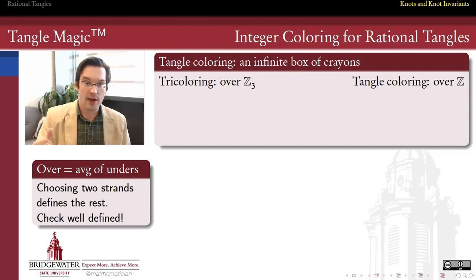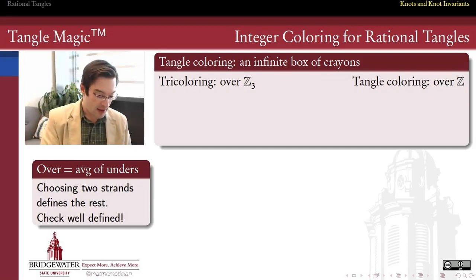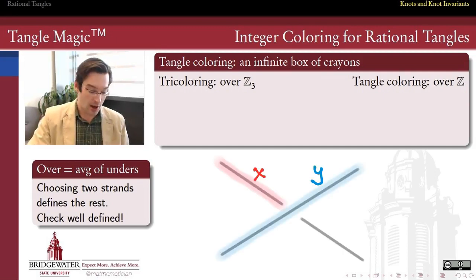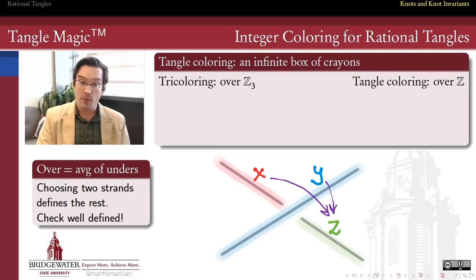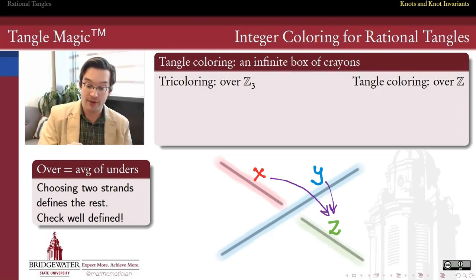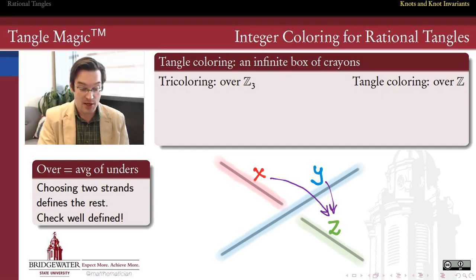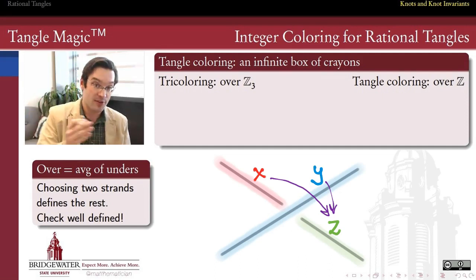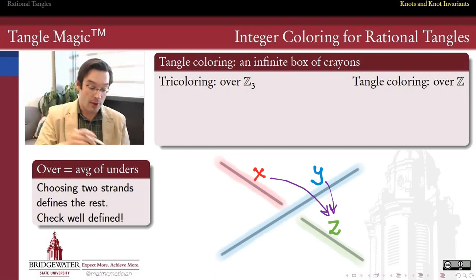Well, we know what it looks like to tricolor a knot. We have three colors to work with in our color box, and at every one of the crossings in our knot, if two of the colors at those crossings are X and Y, then we can determine the third color of the other strand that's incident at that crossing in some particular way, as long as it has the property that all three of these colors are either always the same, or they're always all three different. They can vary from crossing to crossing in a knot, but every crossing has to have either all three of the same color or all three different colors.